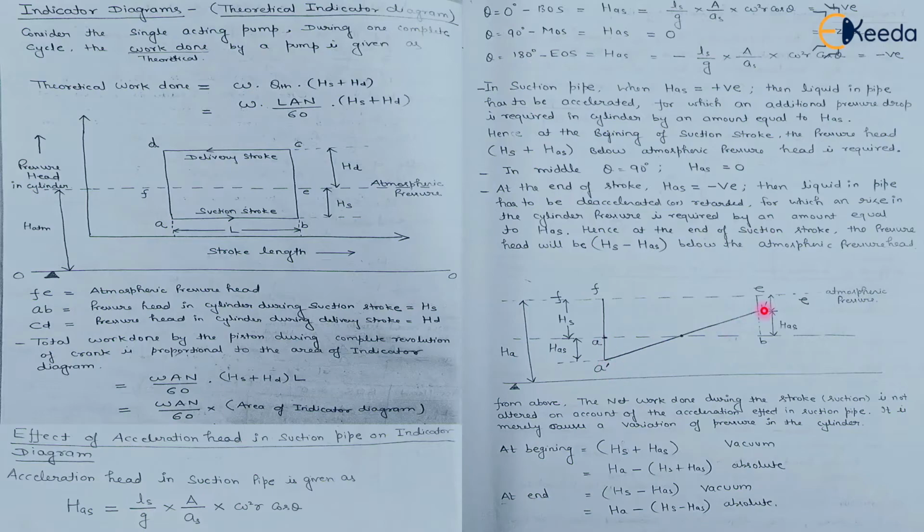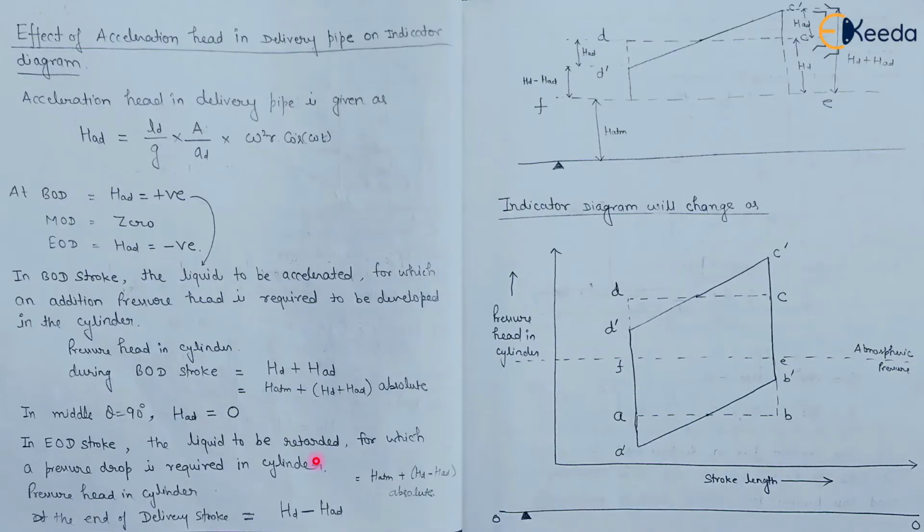Now in the same way, the effect of acceleration head in the delivery pipe we can calculate. You see here, effect of acceleration head in the delivery pipe on indicator diagram. The acceleration head will be LD by G, AD by small ad into omega square r cos omega t. At the beginning of the discharge, acceleration will be positive. Middle of discharge it is 0. End of the discharge or end of the delivery it is negative.